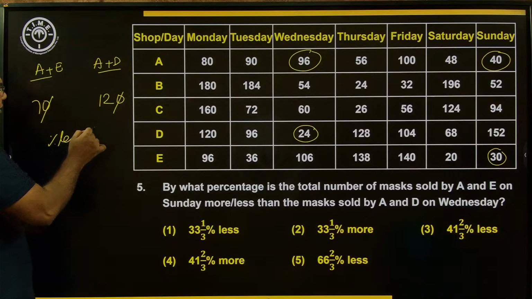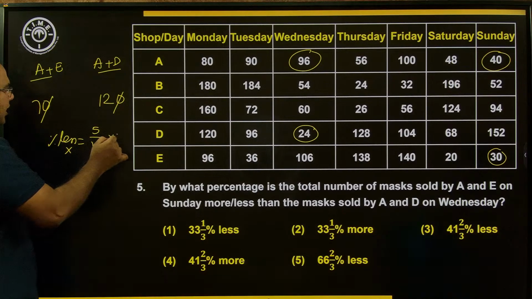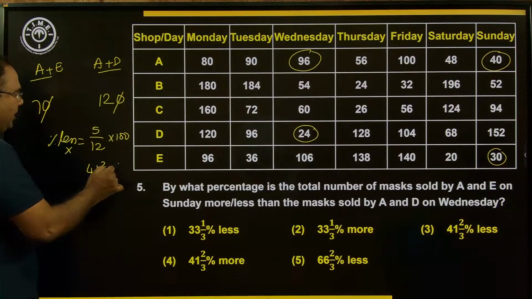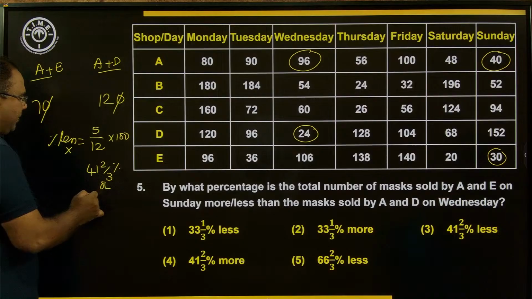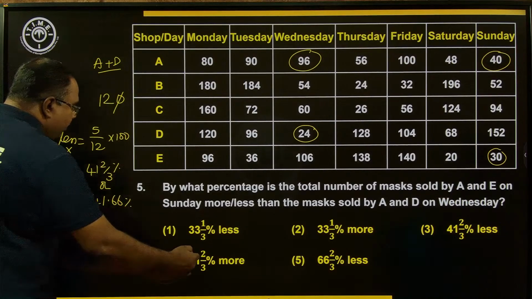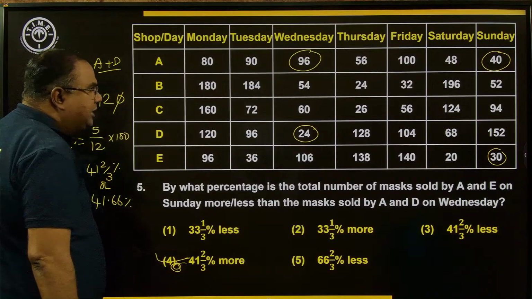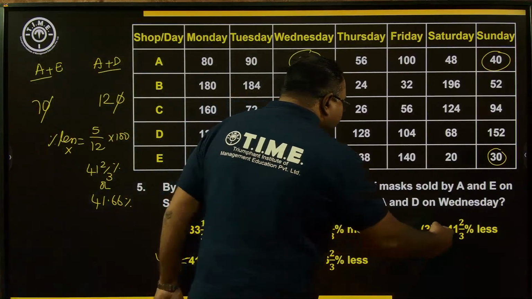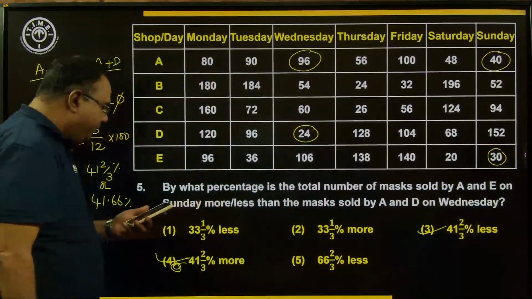Percentage less. Difference 5. The opposite of less is the larger value, 12, into 100. 5 by 12 is a standard reciprocal. We say 41 2 by 3% or 41.66%. It is present in choice 4. Sorry, it is present in choice 3. 41 2 by 3% less. It is present in choice 3.